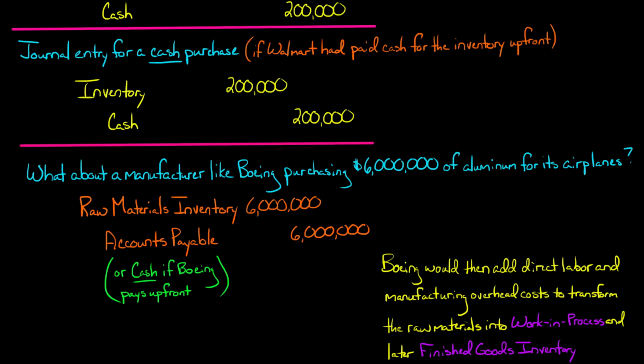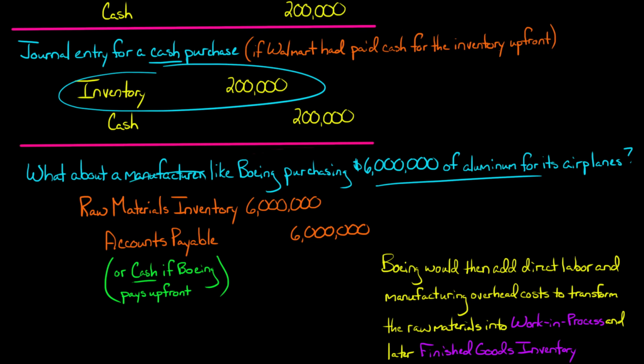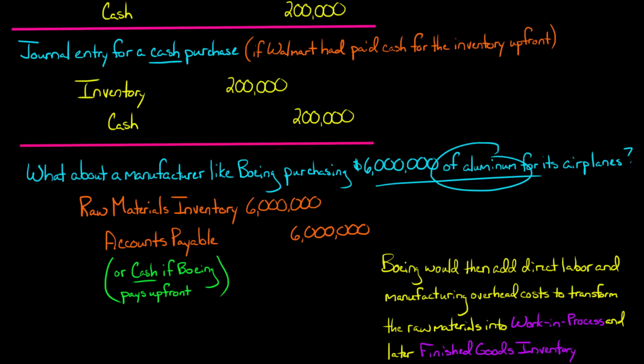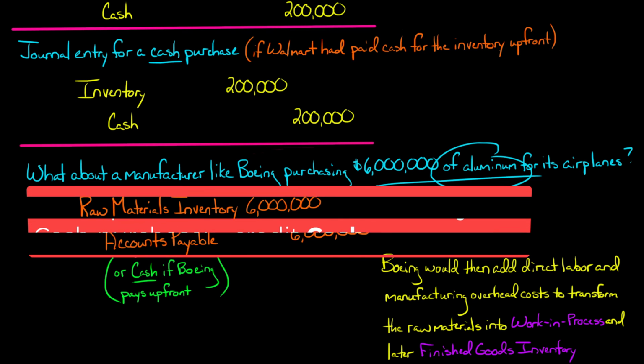The key is when they buy that aluminum, they're going to debit raw materials inventory. Okay, just like we debited inventory with the retailer, we're going to debit inventory, but now we're calling it raw materials inventory. Aluminum is the raw materials used to make the airplane. And they're going to credit, assuming that they bought the aluminum on account, accounts payable for the $6 million. But if they had paid cash up front and said, you know what, we're not buying it on account, we're just going to pay cash immediately, instead of crediting accounts payable, they would credit cash.